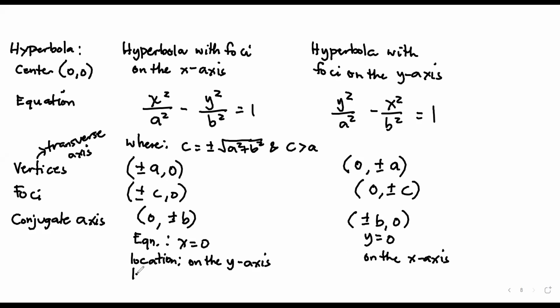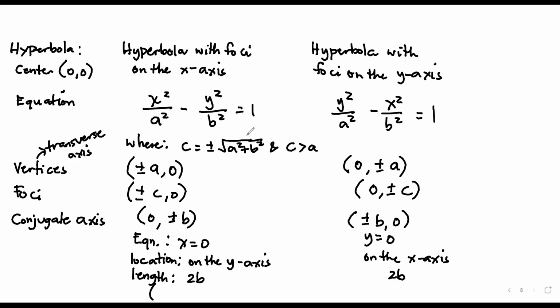Tapos, ang length ng conjugate axis ay 2b. Parang sa ellipse din. Ganon din dito, 2b. Sa transverse naman, 2a. Same with ellipse. Diba? Ganon siya. Tapos, ang endpoints, syempre, ito na, 0, positive, negative, b. Dito, positive, negative, b. That's it.